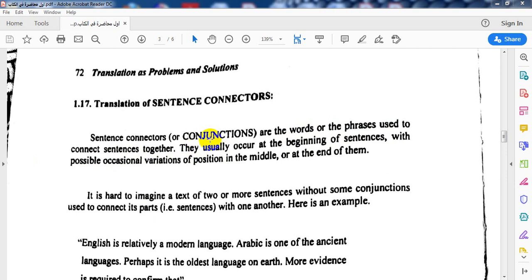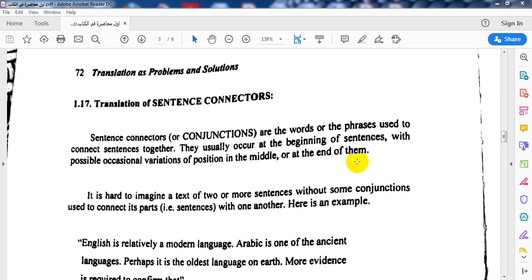What is the position of conjunctions or connectors? They usually occur at the beginning of sentences. Usually we use them at the beginning of sentences. Sometimes we use them in the middle of some sentences, and at other times we use them at the end of sentences.